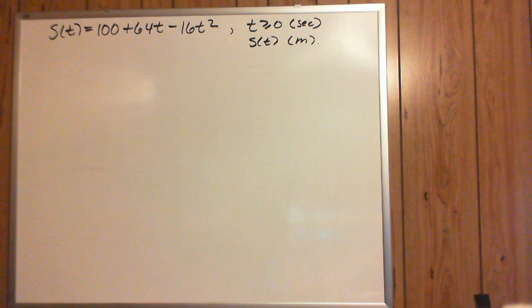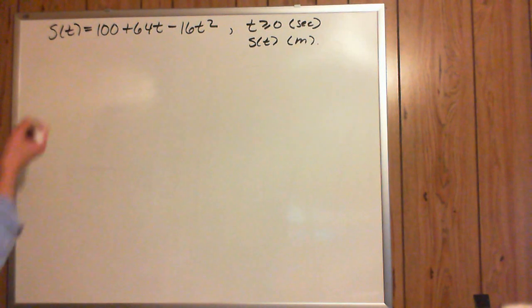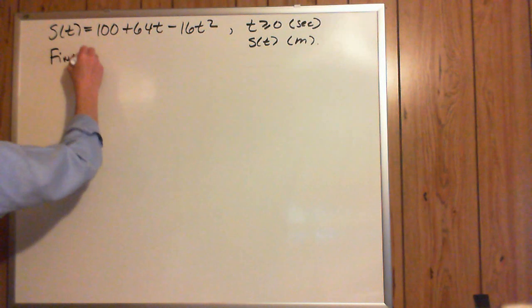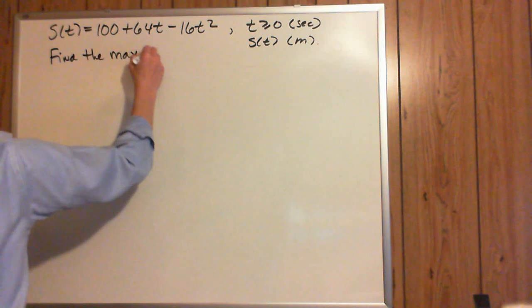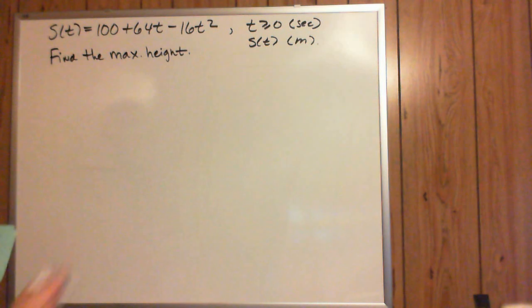Okay, so here in these examples, we're going to do applications of Extrema. Suppose we're given the information about an object being thrown vertically upward, and its position at time t is s(t) = 100 + 64t - 16t squared. Time is greater than or equal to 0 and is measured in seconds, and its height, s(t), is measured in meters. And we want to find the maximum height of this object.